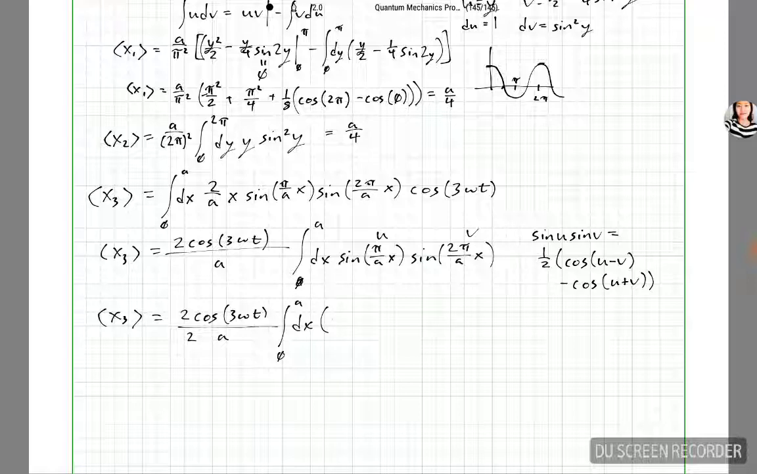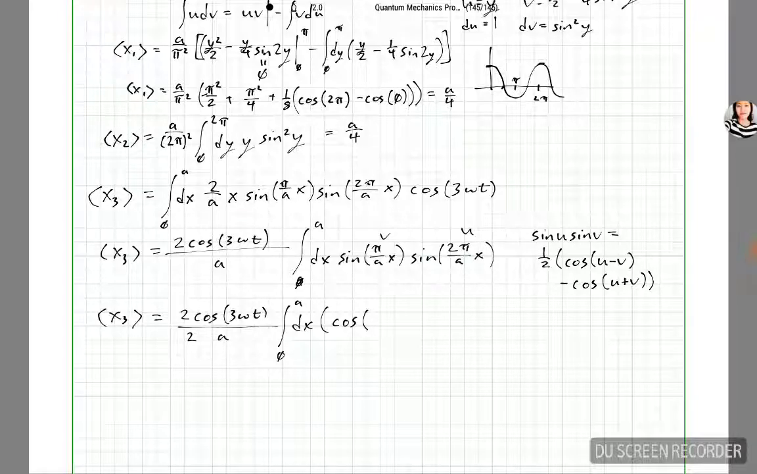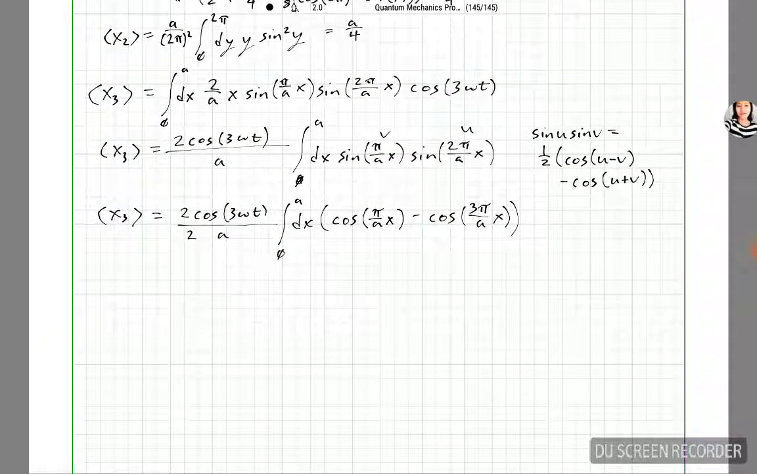And dx, and then we have cosine of pi over a x minus 2 pi over a x. So that's actually, let's keep with positive numbers. So I'm going to say this one's V and this one's U. So I get 2 pi over a x minus pi over a x. So that's just pi over a x minus cosine of pi over a x plus 2 pi over a x. So that's 3 pi over a x. And now that's become a pretty easy integral to do. Now that is just definitely not hard at all to do.